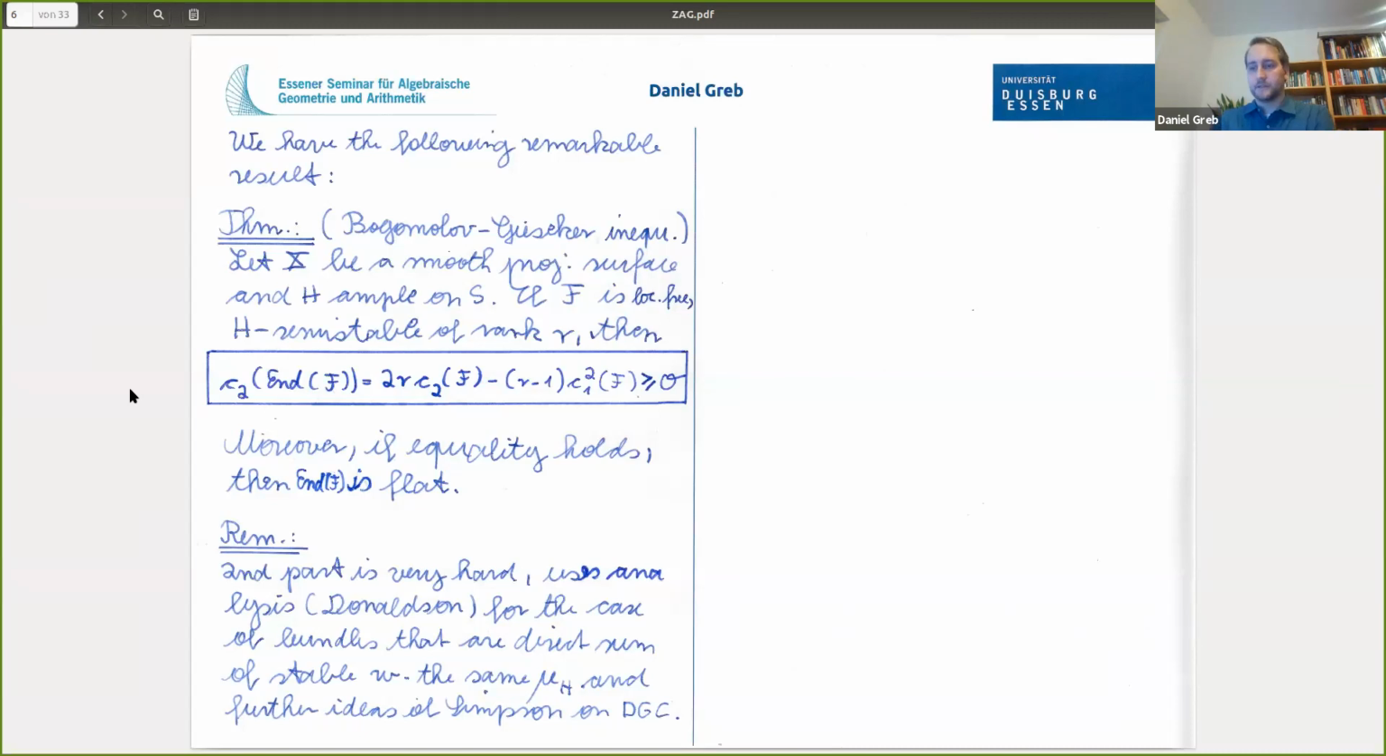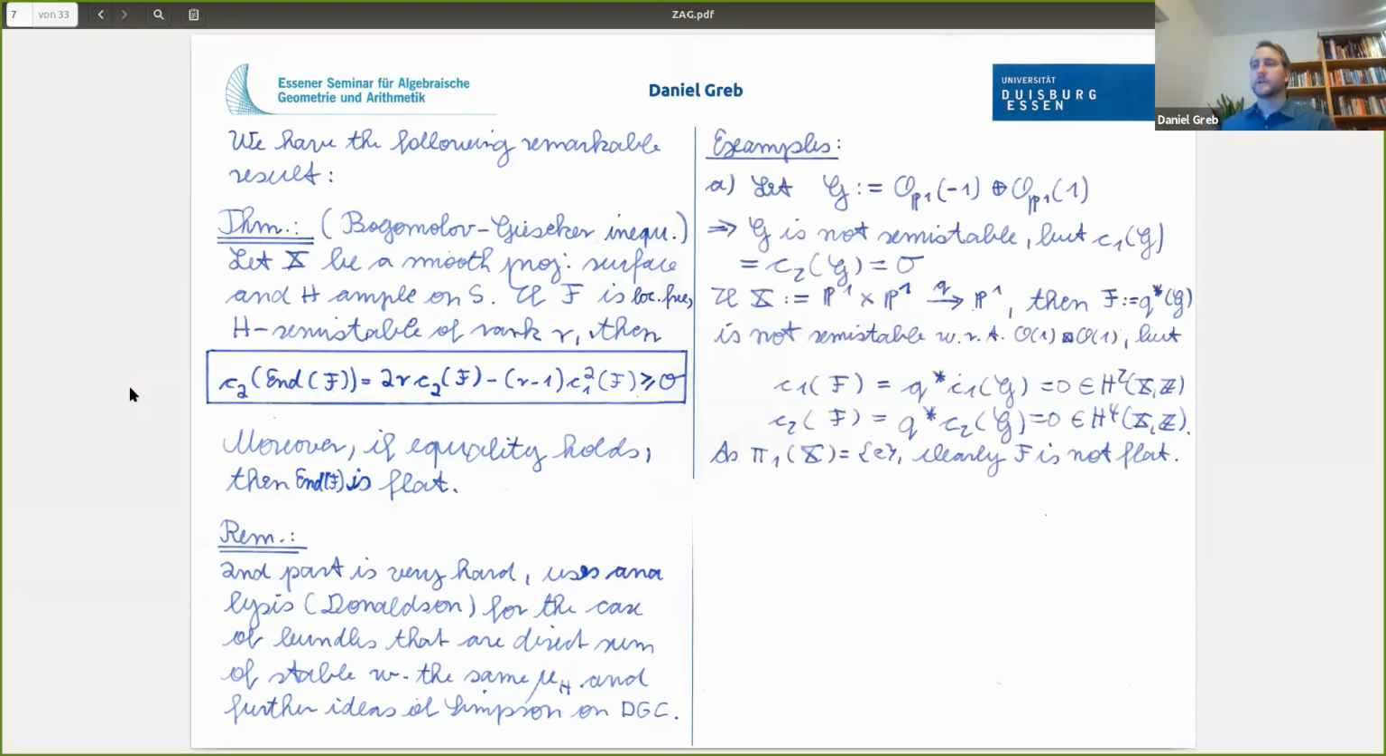It uses analysis, the theorem of Donaldson on the existence of a Hermite-Einstein metric in a polystable bundle. And then to go from polystable to semi-stable, you use further ideas of Simpson on differential graded categories. Okay, so in order to show you that semi-stability is very important for the second line to hold, let me give you two examples. The first one rather easy and somehow like a toy example, and then a more geometric example, which will lead to the arguments that I will consider next.